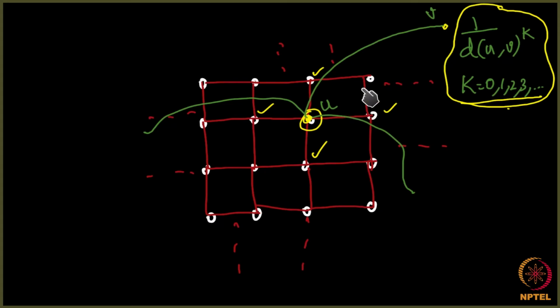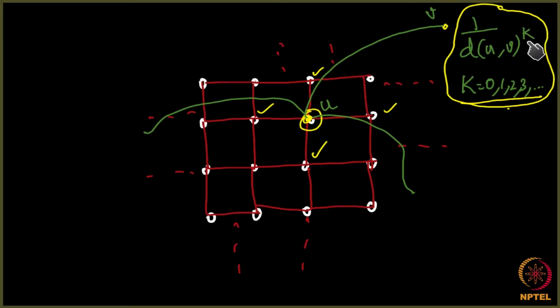For example, let's say this is a node which is some 10 units away from you, and this one is some 20 units away from you. So this is less probable and this is more probable. Okay, that's what this distance function captures.